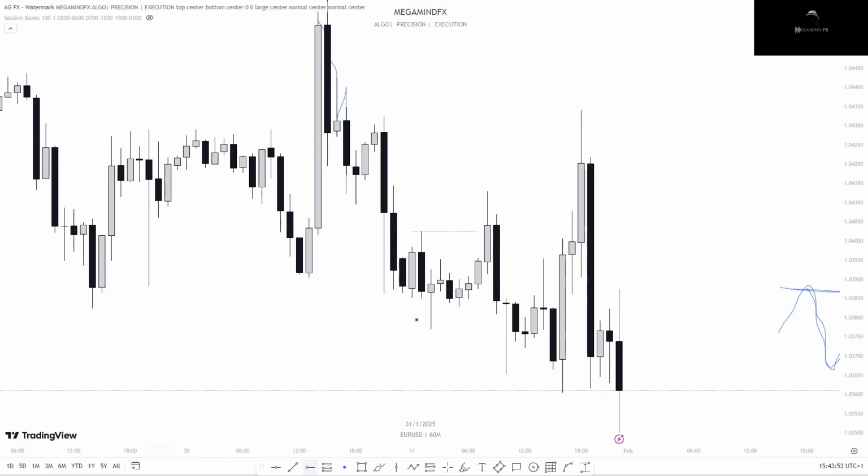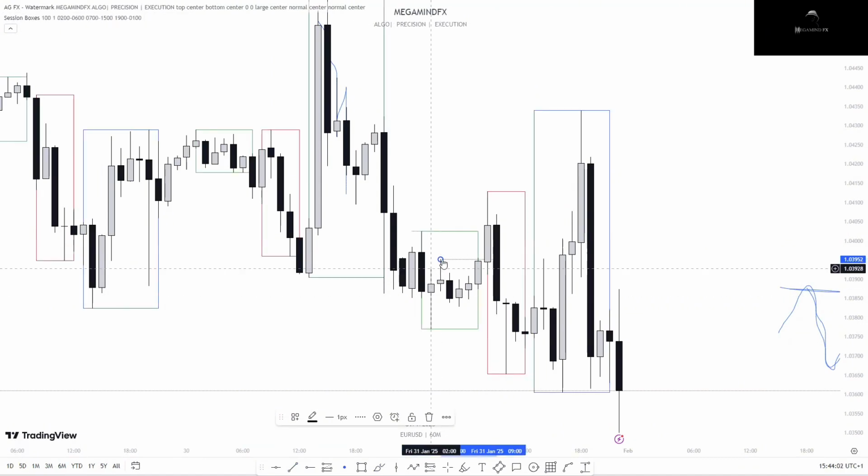So if I turn on my section box, you'd realize that this didn't happen in Asia. Yeah, so my Asian session is not correct. This candle here is actually 7 o'clock. So Asia stops at 6. Look at it. At 6 o'clock, we didn't have any break. So I have to adjust this.